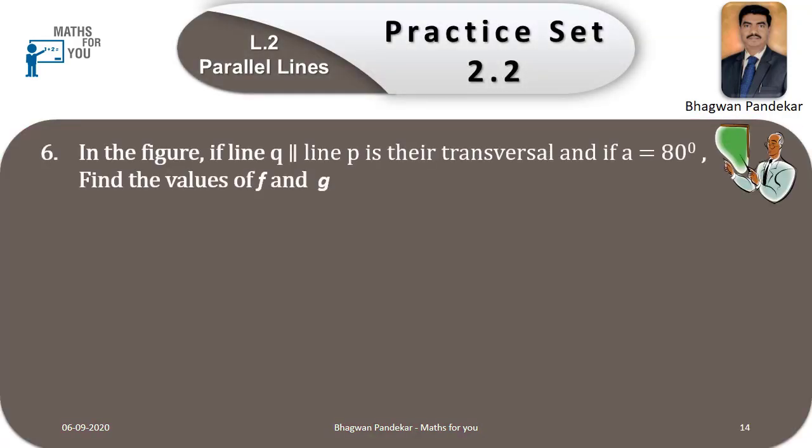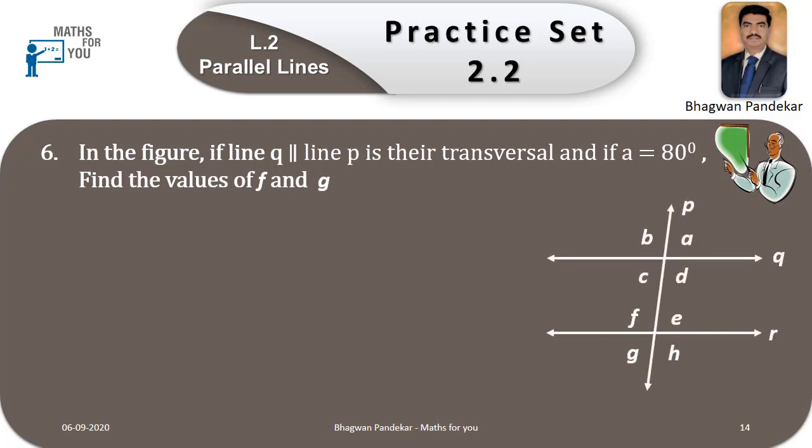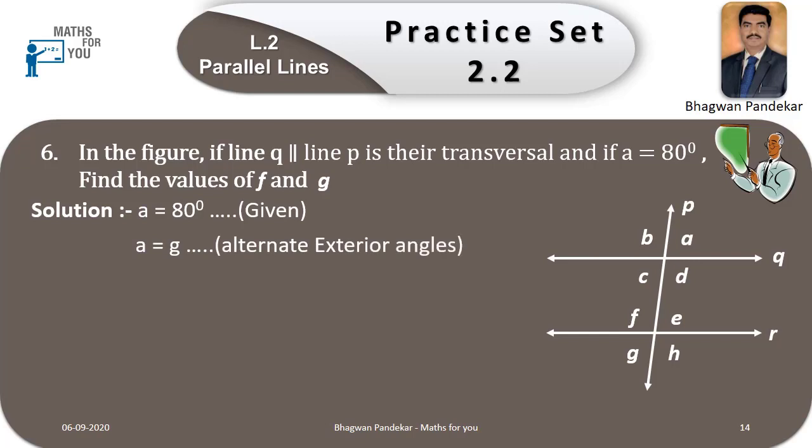Example number 6. In the figure, line q is parallel to line p, a transversal, and if A is equal to 80 degrees, find the values of F and G. Here is the given figure. Observing this figure, we can solve this example in this way. Solution: A is equal to 80 degrees, here the given information. Therefore, A is equal to G. Reason: alternate exterior angles. Therefore, G is equal to 80 degrees.